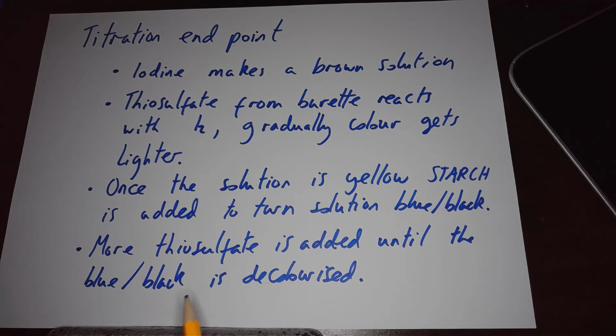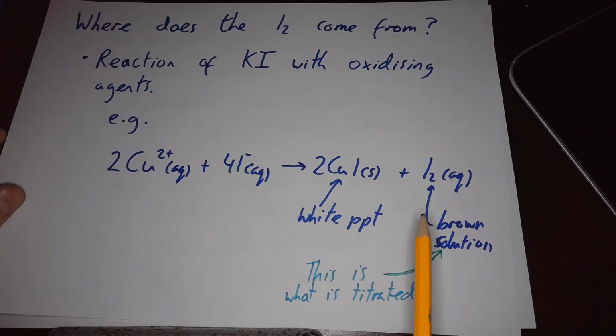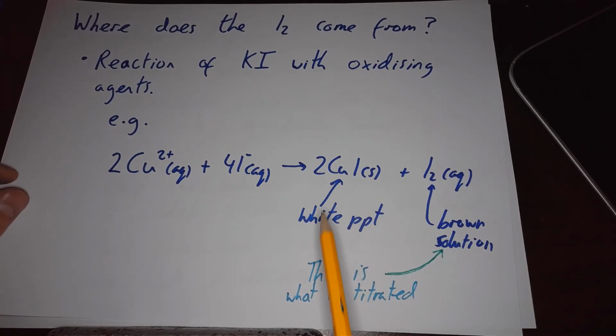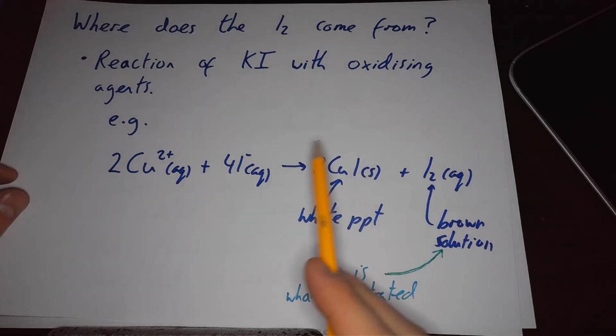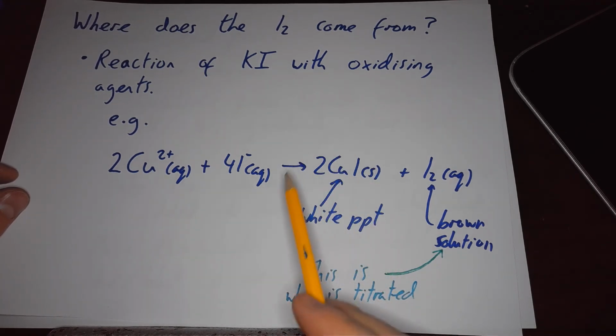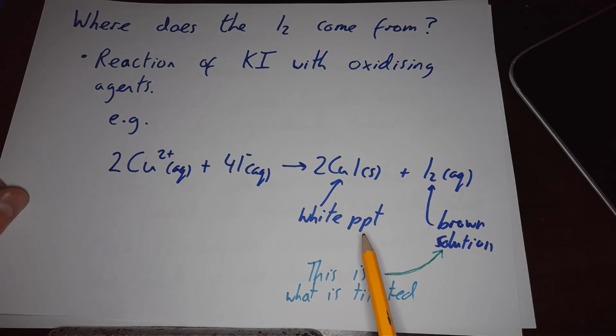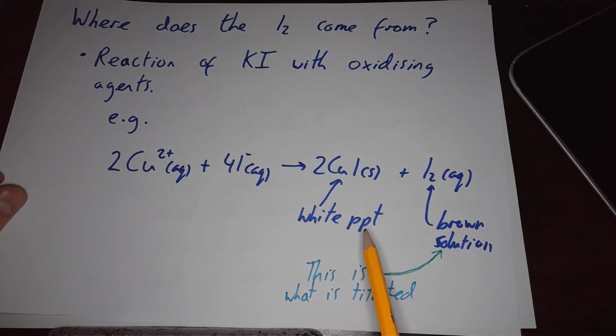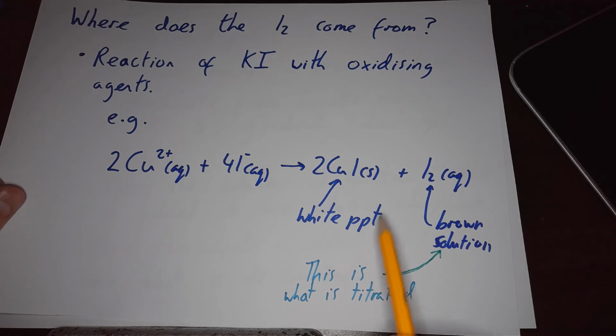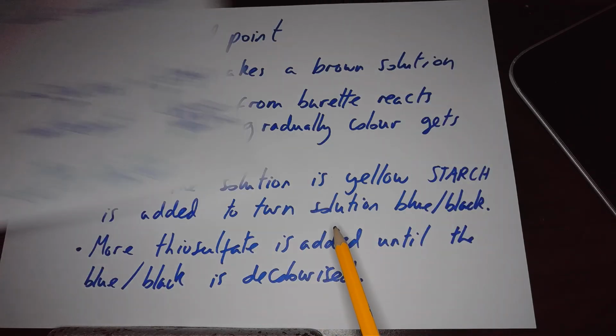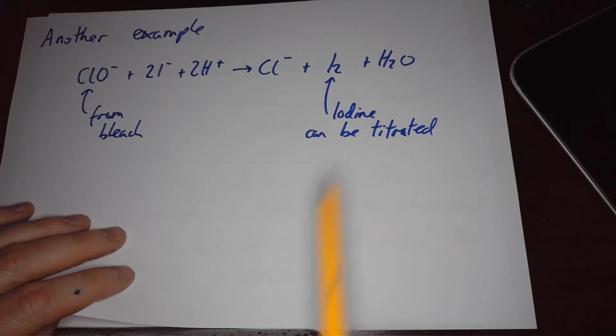Now sometimes that's hard to see as well, because if you think back to this bit here, it'll go colourless, but then you have a white precipitate still. That white precipitate, although it doesn't take part in the titration, will still be there, and so you don't necessarily see a colourless solution. You might see a colourless solution with a white precipitate floating about in it, depending if this happened or not. If it was this one, then you wouldn't have that problem because the chloride ion and water obviously have no colour.